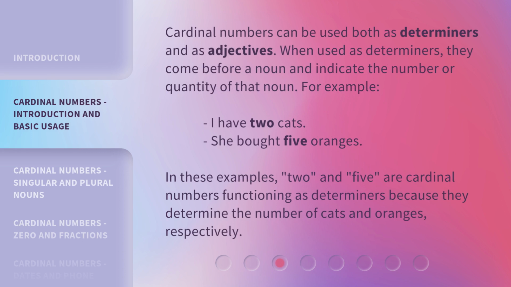Cardinal numbers can be used both as determiners and as adjectives. When used as determiners, they come before a noun and indicate the number or quantity of that noun. For example, I have 2 cats. She bought 5 oranges. In these examples, 2 and 5 are cardinal numbers functioning as determiners because they determine the number of cats and oranges, respectively.